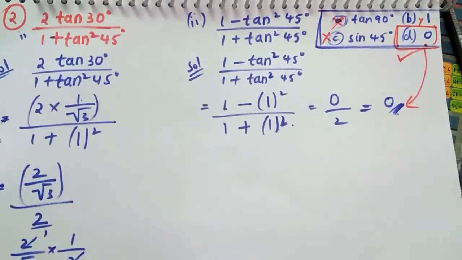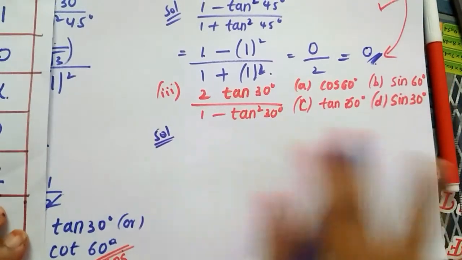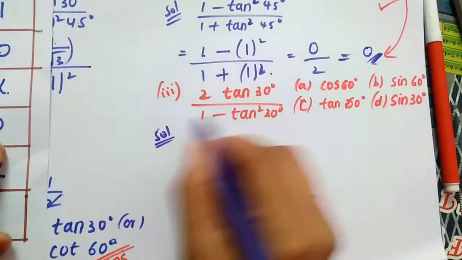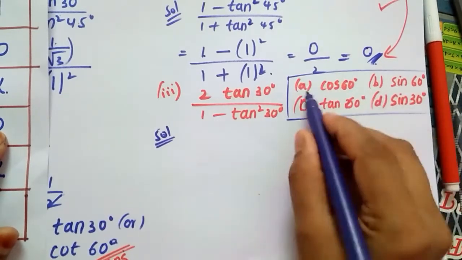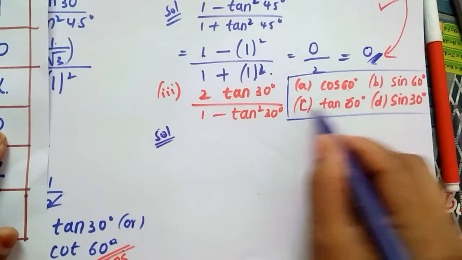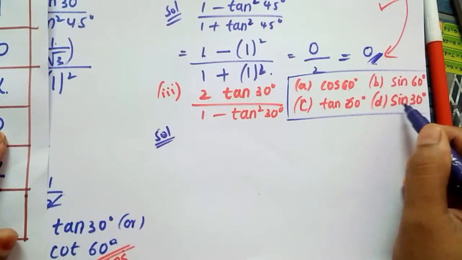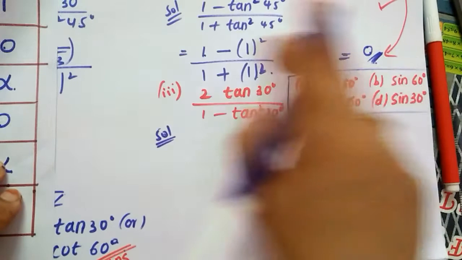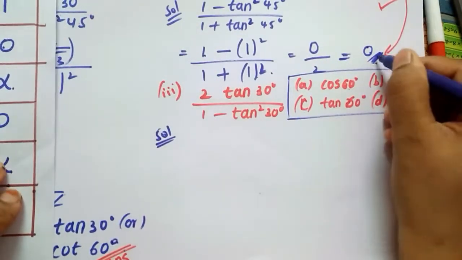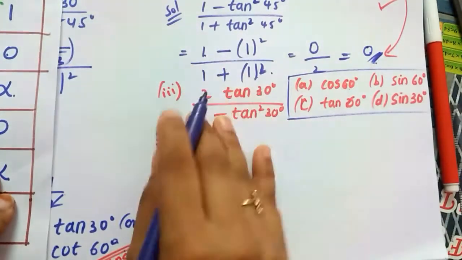Okay, let's move on to the third bit. That is nothing but 2 tan 30 degrees divided by 1 minus tan square 30 degrees. And the choices already given are A is cos 60, B is sin 60 degrees, C is tan 60 degrees, and D is sin 30 degrees. Whenever this is given, you need to convert the values the other way around. Otherwise, you just leave the answer where it is. First, we will simplify this.